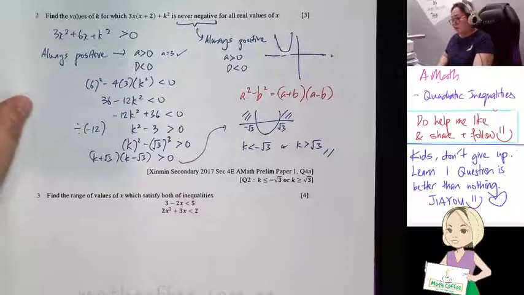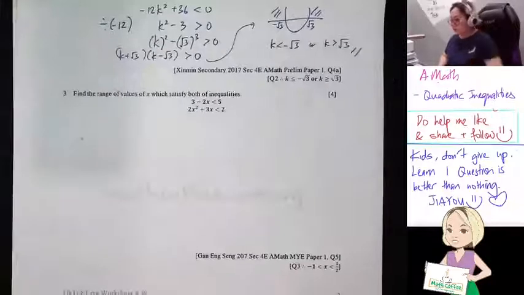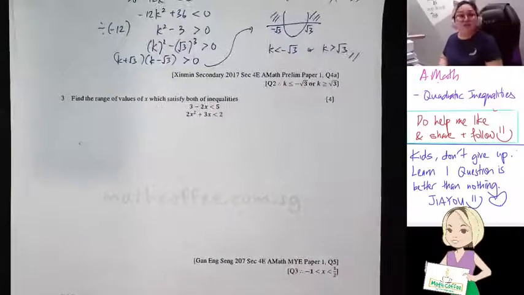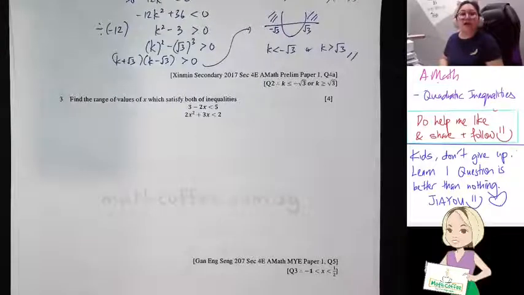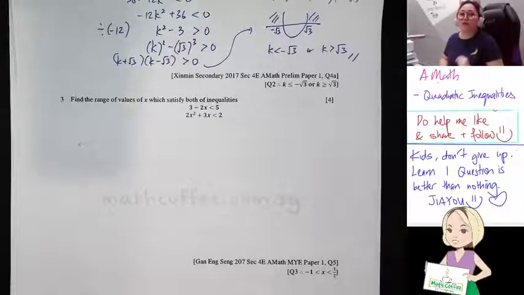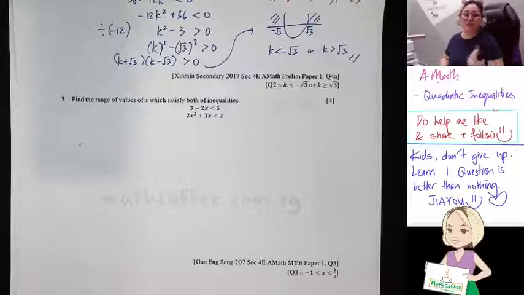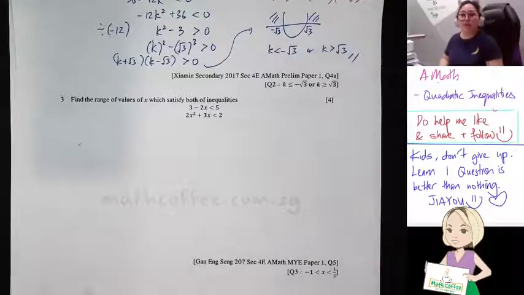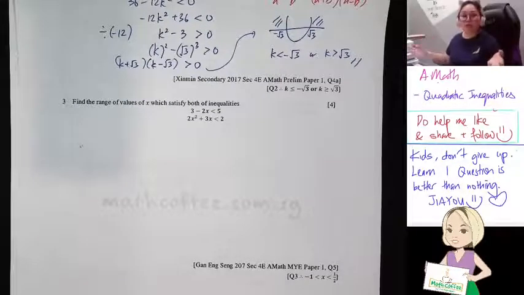Okay. Let's continue. So now they say, find the range of values of x which satisfy both inequalities. So this is what I call simultaneous inequality. It means that you need to solve them individually and find a common range that fulfills both.